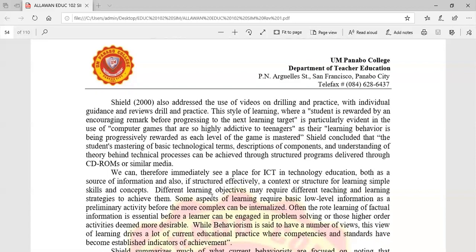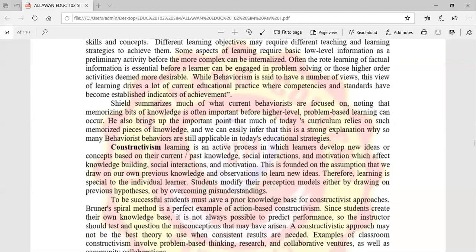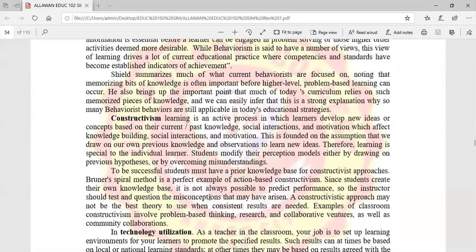For example, some are the computer games that are so highly addictive to teenagers or those millennials, so they are more engaging on this technology. So since you are in the modern world, this technological world is really an advantage on this behaviorism and the constructivism. Okay, another is we have here the constructivism learning.